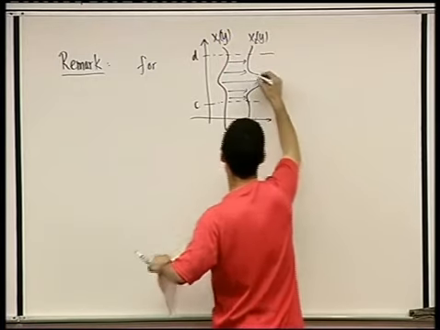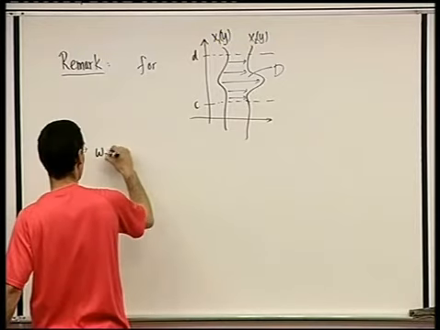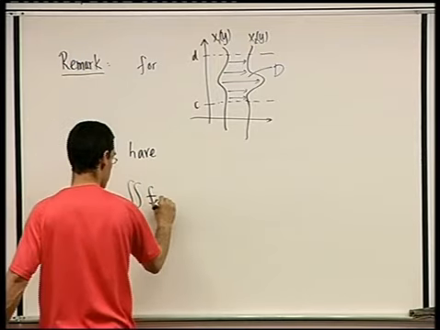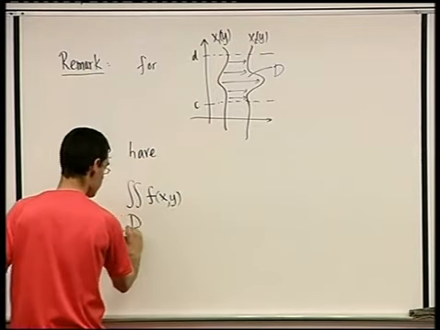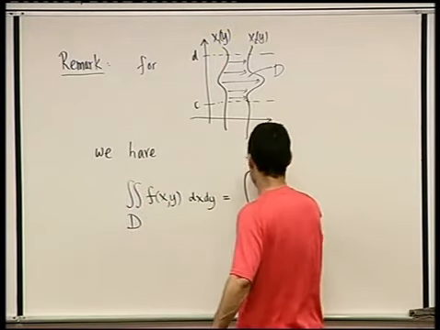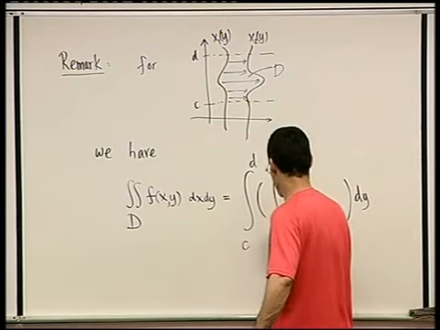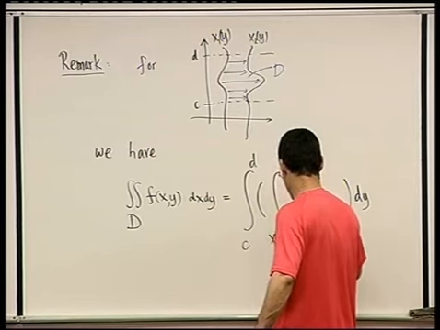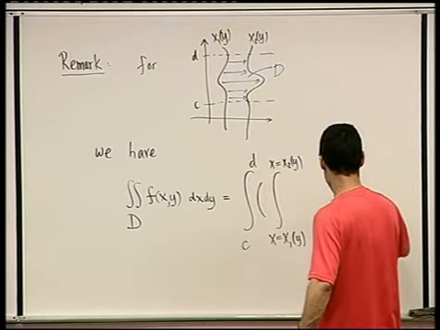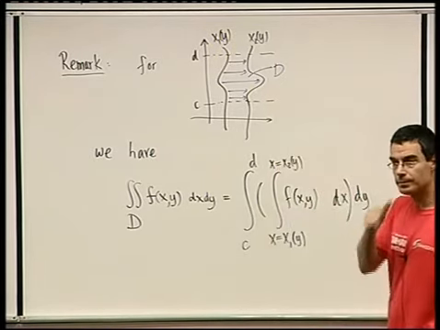For domains like this, the statement of the theorem is that the double integral of f on D would be the integral between c and d dy of the integral between x equals x1 of y to x equals x2 of y dx of f(x,y). Clear? One second.